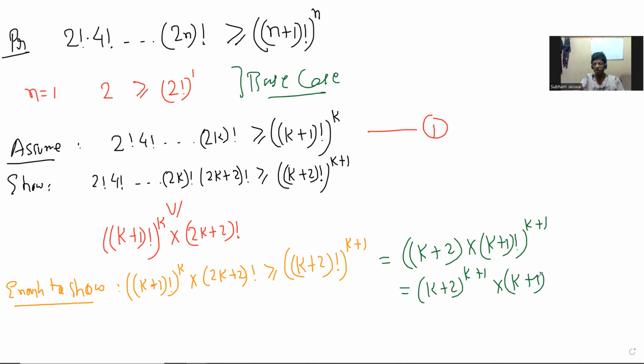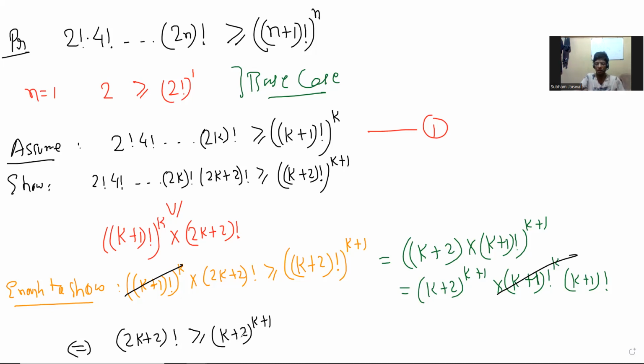Right. So let's just, I'm just writing one more step. That's all. To the power k and this k plus 1 factorial, right? Now, as you're saying, we can just cancel this. Okay. And hopefully let's see what's remaining. We want to say 2k factorial, 2k plus 2 factorial is bigger than or equal to k plus 2 to the power k plus 1. So this is an equivalent thing. Cancellation is an equivalent thing, right? You can go back from there to the original thing. So finally, this is what we have to show. If we can show this, we are done. So that's what we need to finally show.